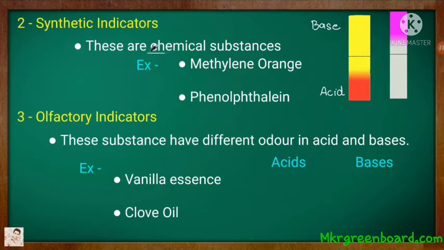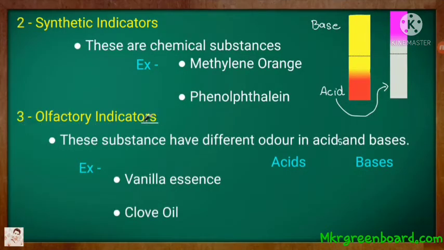Second one, synthetic indicators. Synthetic means artificial. These are chemical substances, for example methyl orange and phenolphthalein. Its color changes: in acidic it is red in color and in bases it is yellow. And from acid to base, it turns from red to yellow, and the bases turn yellow into violet color.